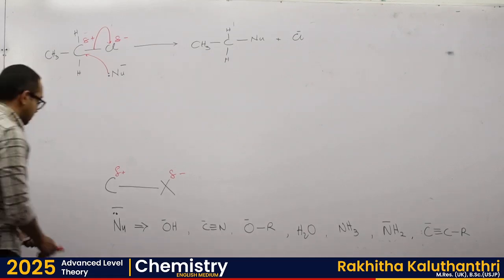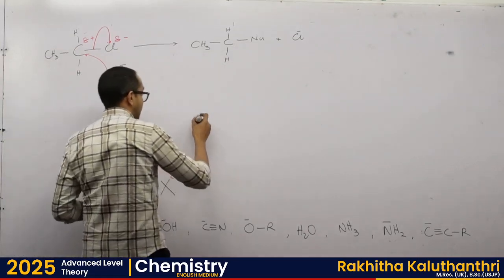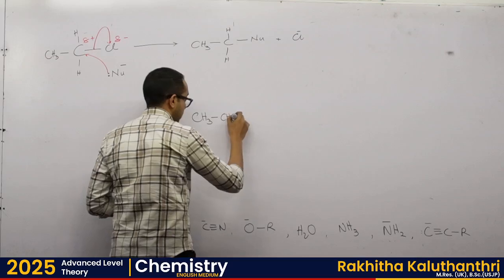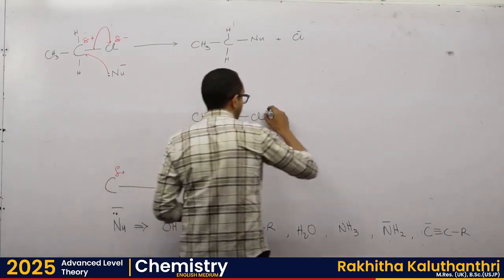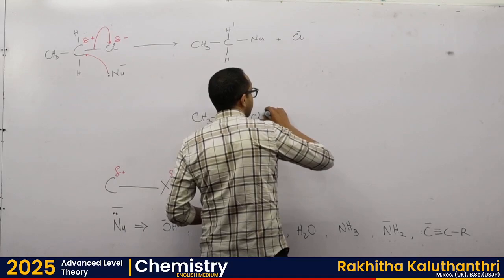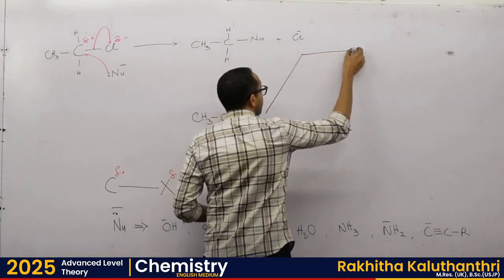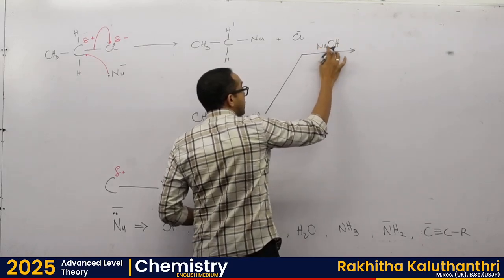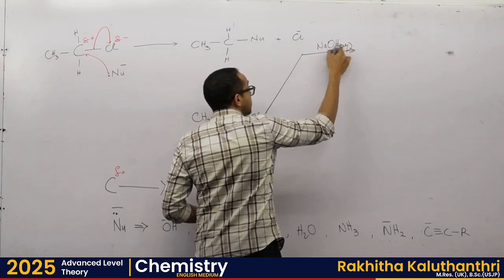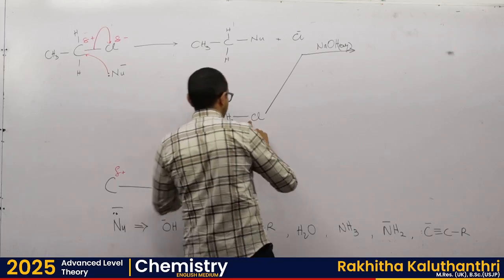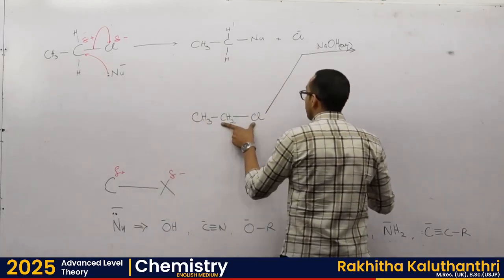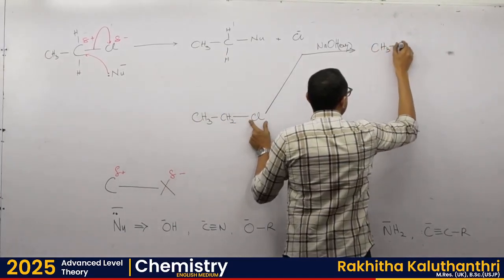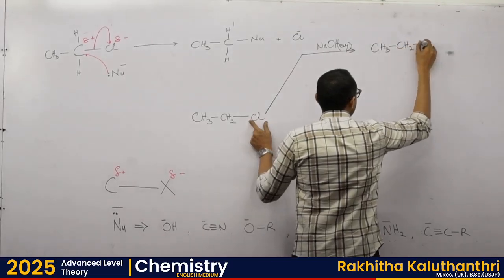So what do you get, students? Now if you have an alkyl halide like this, CH3CH2Cl, and you react it with, let's say, sodium hydroxide, sodium hydroxide has OH minus ions. So OH minus ions will react with this and will replace the Cl, giving CH3CH2OH.